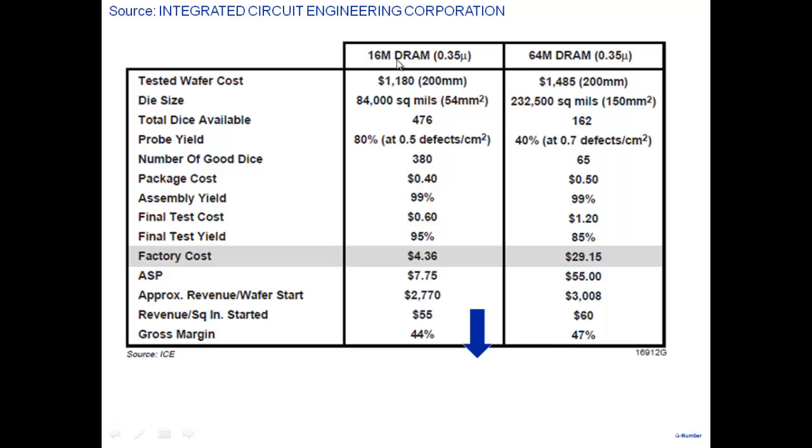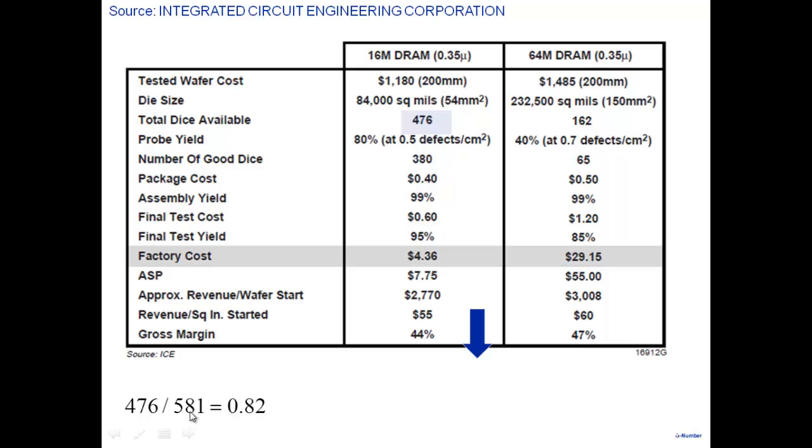The die size they were talking about for the 16 MB DRAM was 54 mm square. The number of dies that are available is 476. Actually, if I simply take the area of the wafer and divide by 54 mm square, I will get 581.